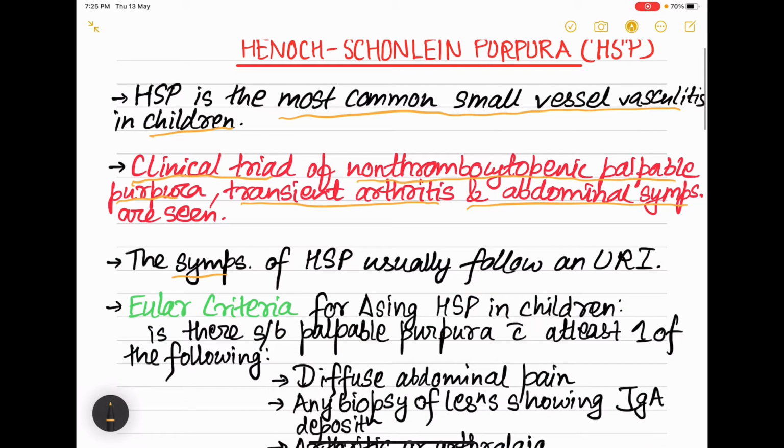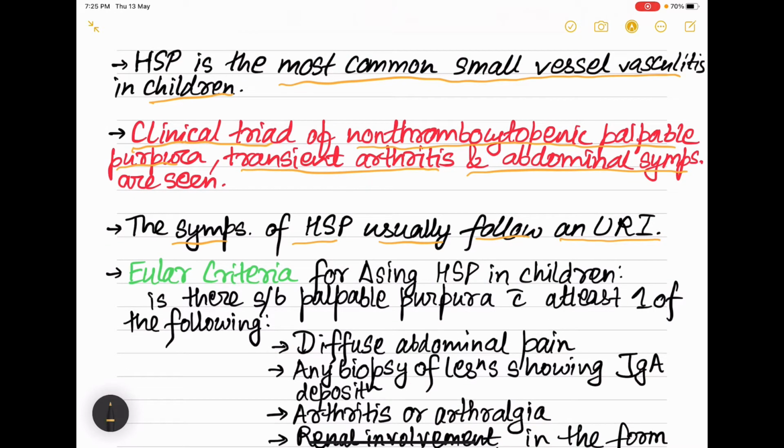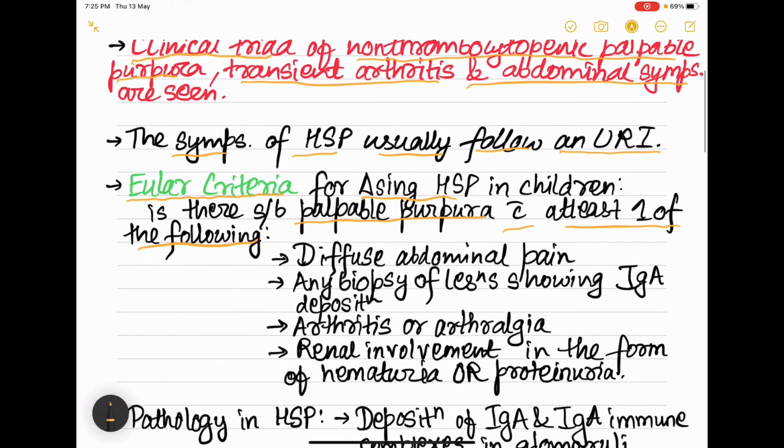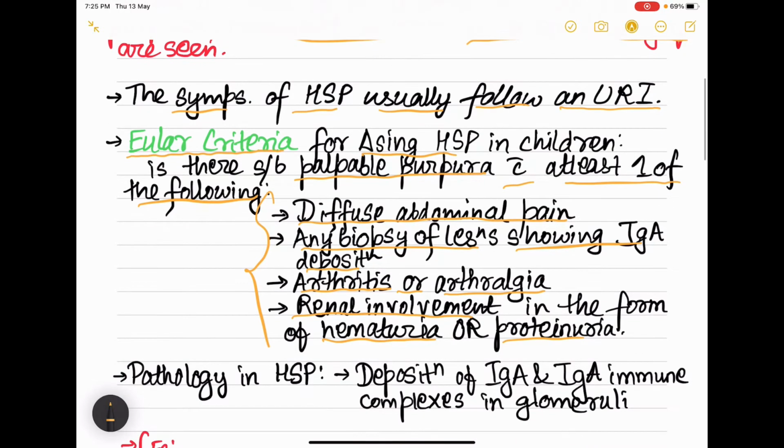The symptoms of HSP usually follow an upper respiratory infection. Now coming to the diagnostic criteria for HSP, that is Euler criteria. So Euler criteria says that for diagnosing HSP, there should be presence of a palpable purpura with at least one of the following. First is diffuse abdominal pain, then any biopsy of the lesions showing IgA deposition, that is immunoglobulin A depositions, then arthritis, that is inflammation of joint, or arthralgia, that is pain in the joint, and renal involvement, which can be either hematuria or proteinuria. So any one of these plus palpable purpura if present, then we can diagnose Henoch-Schonlein purpura.